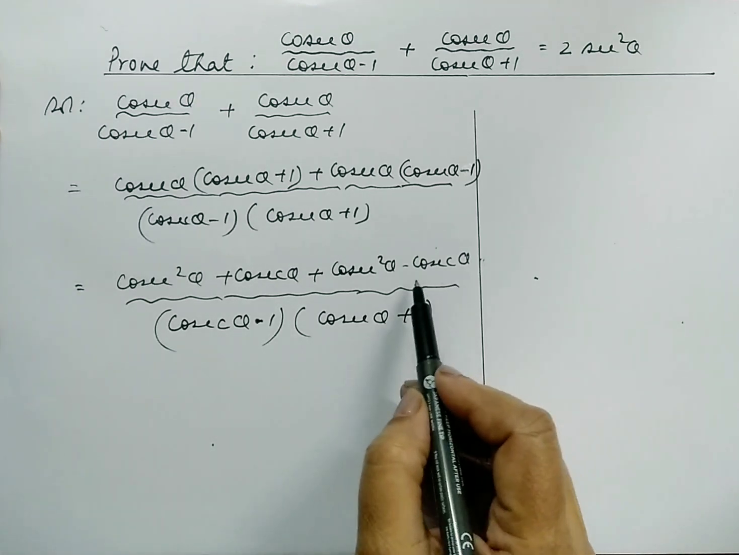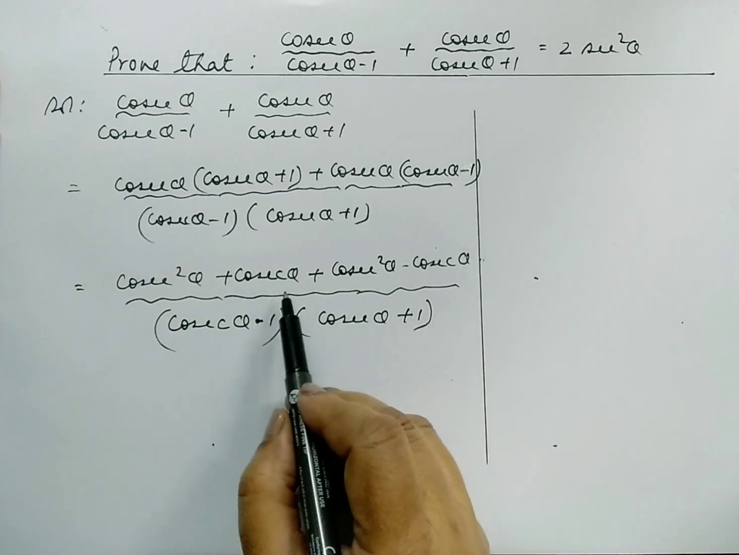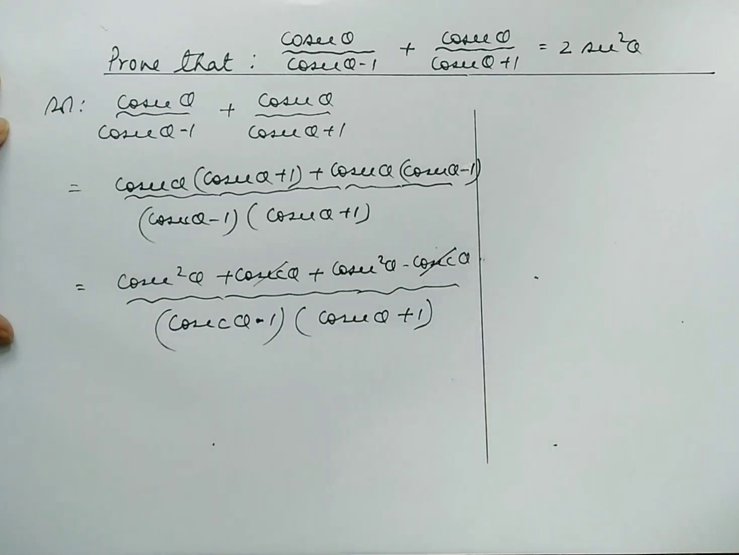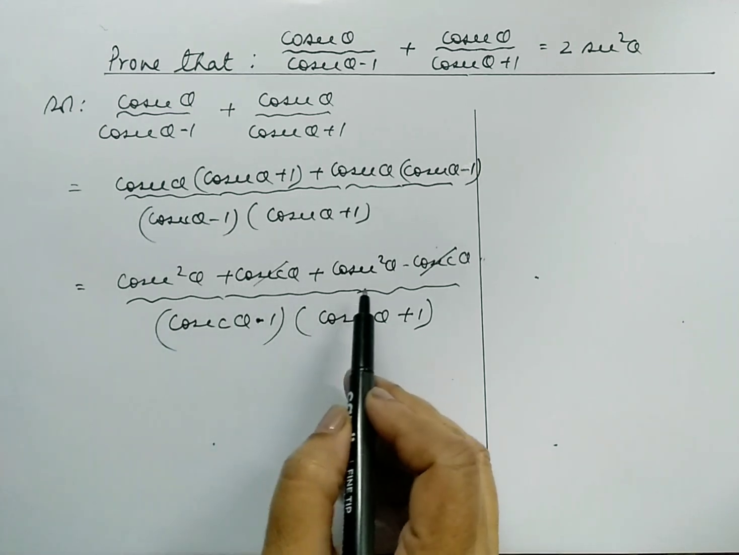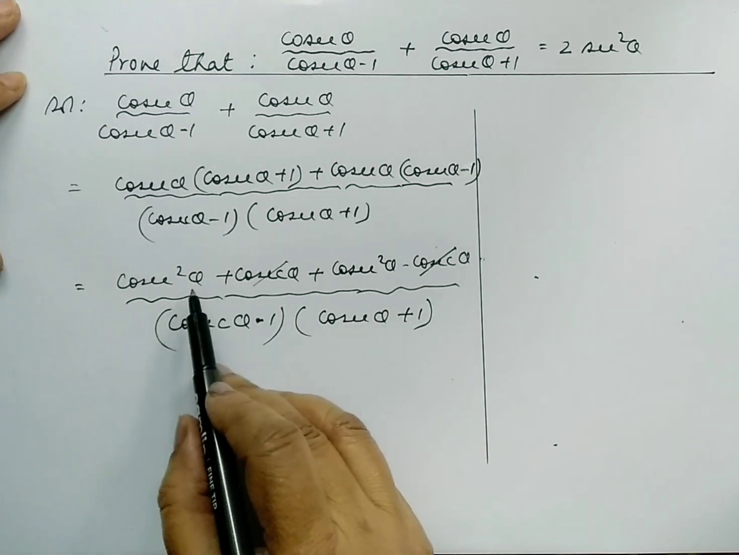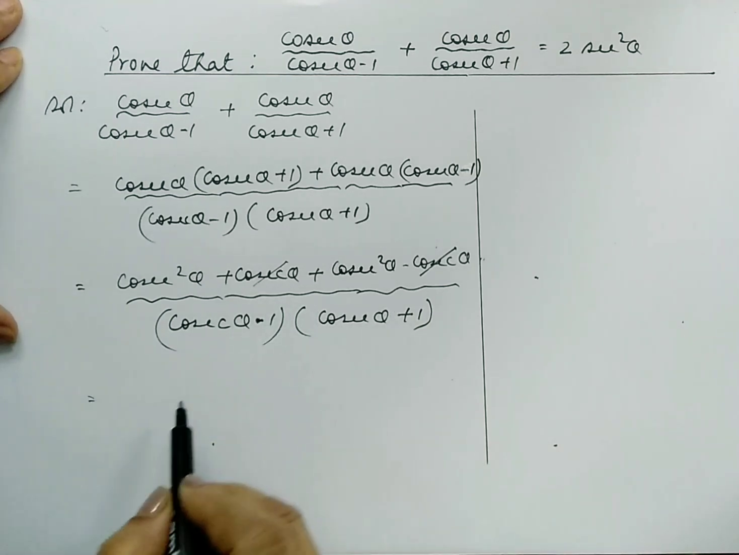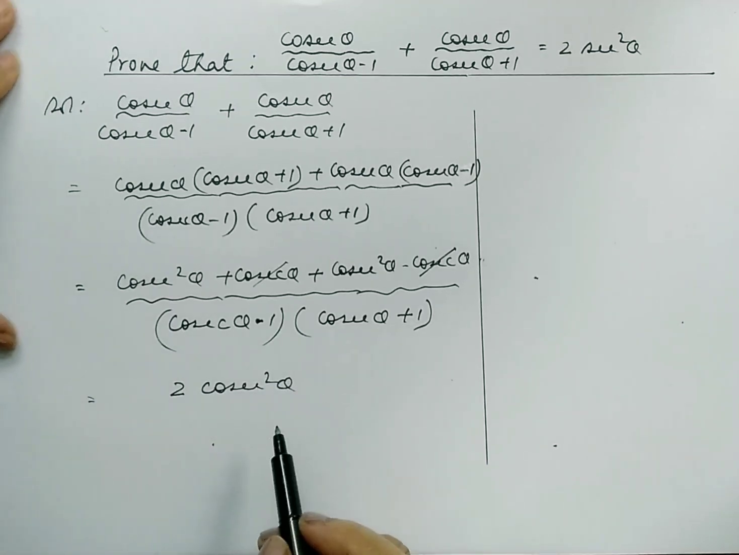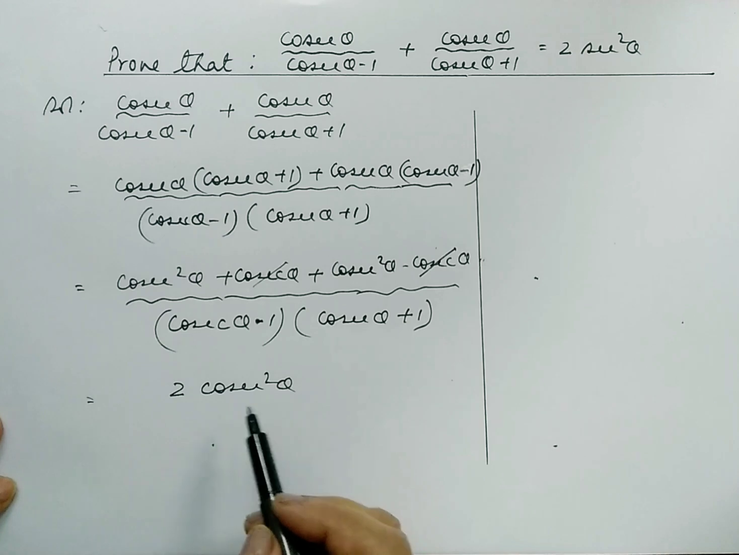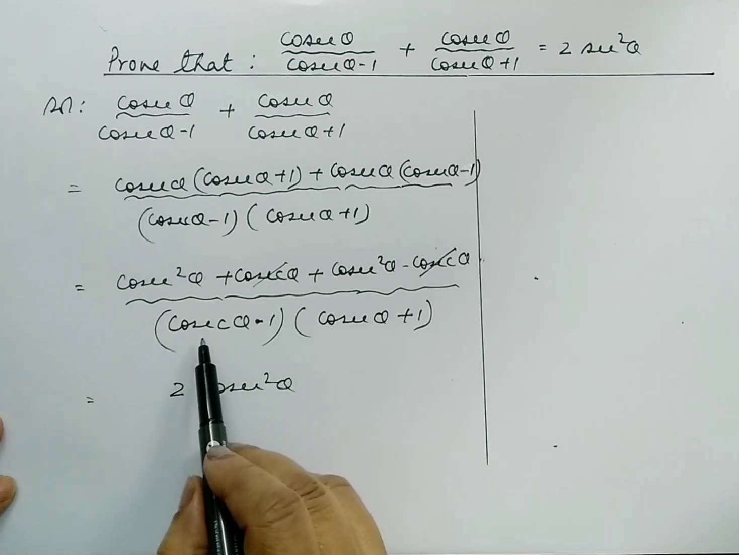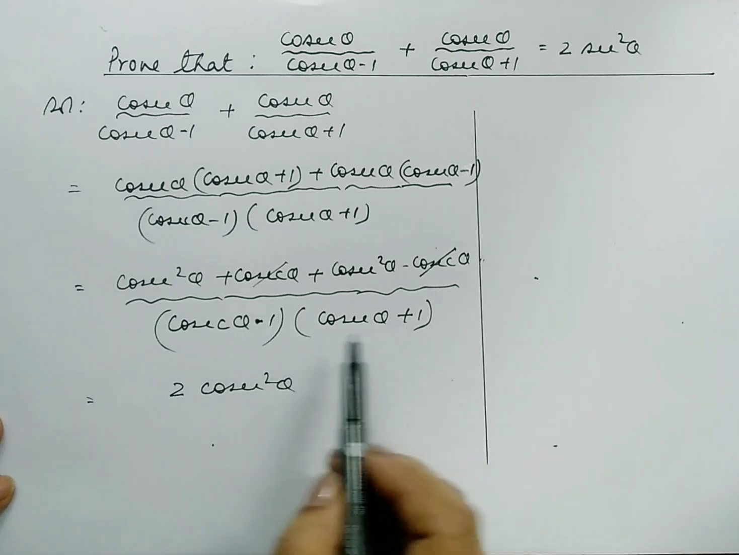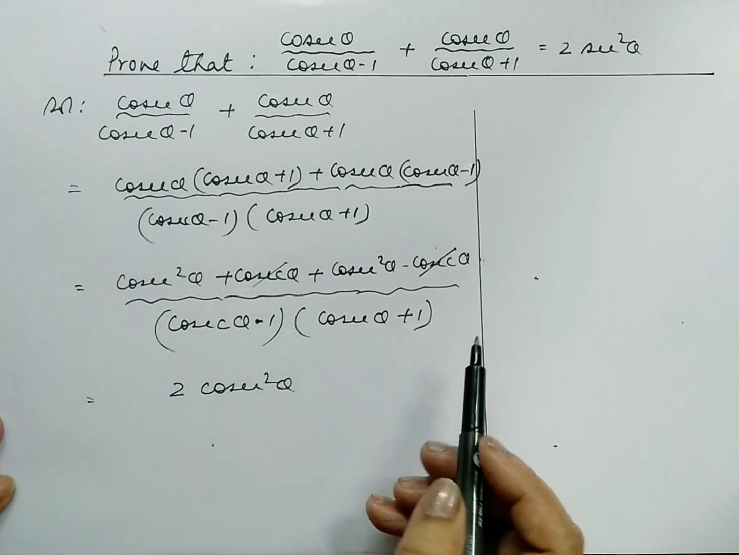Now, very clearly, we see that there is a plus cosec theta and a minus cosec theta, which we can easily cancel. So what are we left with in the numerator? 2 of cosec square theta. And below we have cosec theta minus 1 and cosec theta plus 1, which means a minus b, a plus b.